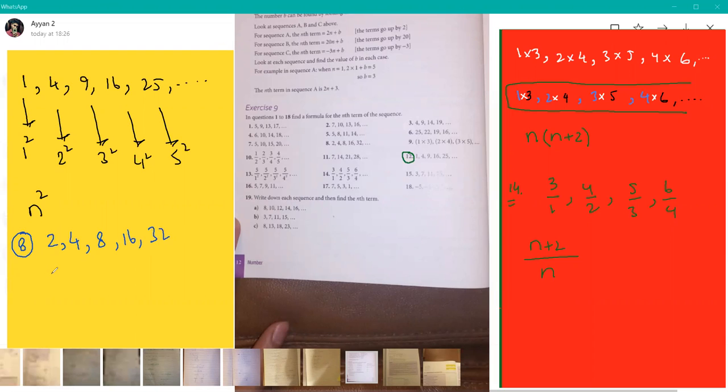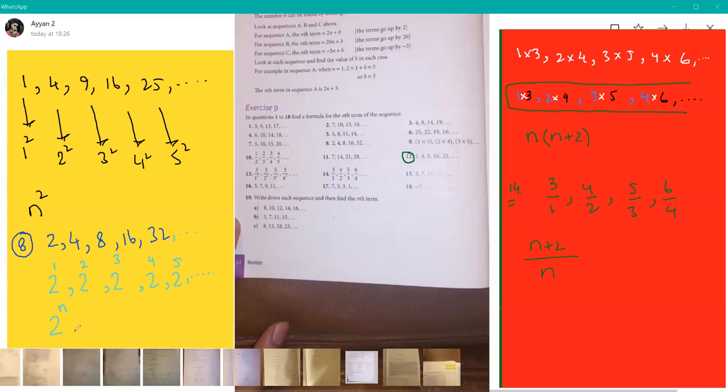First of all, if you are good at indices, the exponents, then you will get what is being written here. Can I say this is 2 raised to power 1? This is 2 raised to power 2. This is 2 raised to power 3. This one is 2 raised to power 4. And this one is 2 raised to power 5, and so on. So what is the nth term here, guys? 2 raised to power n.